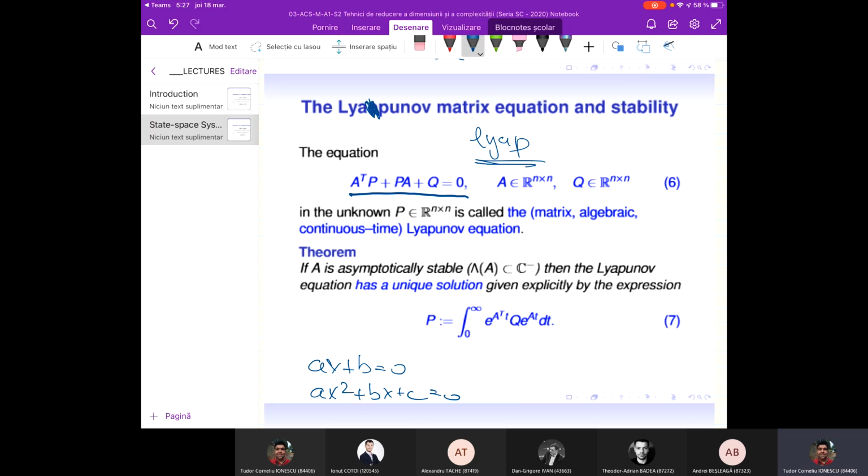Now, the question is, how is this related to the stability of a system or the stability of the matrix A? How is this related?